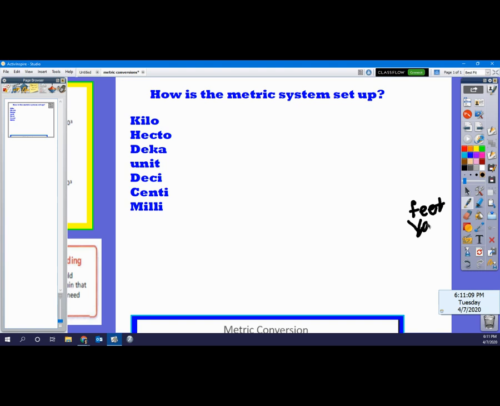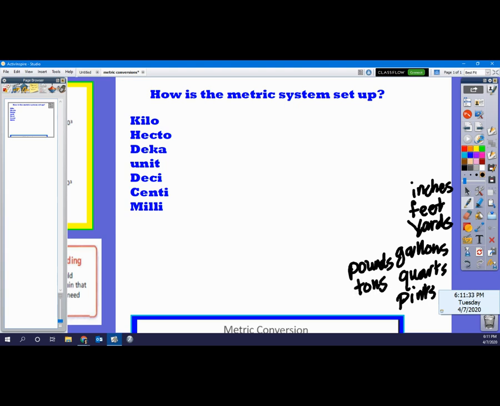feet, yards, inches, gallons, quarts, pints, and what's the one I'm missing? Pounds, tons. Okay, this is the US. And we're the only country that uses that system or these units of measurement.